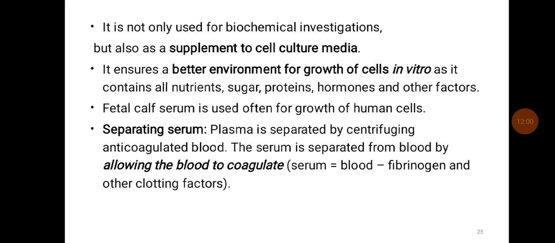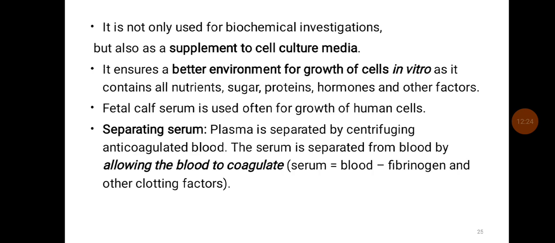It is not only used for biochemical investigation but also as a supplement to cell culture media. It ensures a better environment for the growth of cells in vitro as it contains all nutrients, sugar, proteins, hormones, and other factors. Fetal calf serum is often used for the growth of human cells.